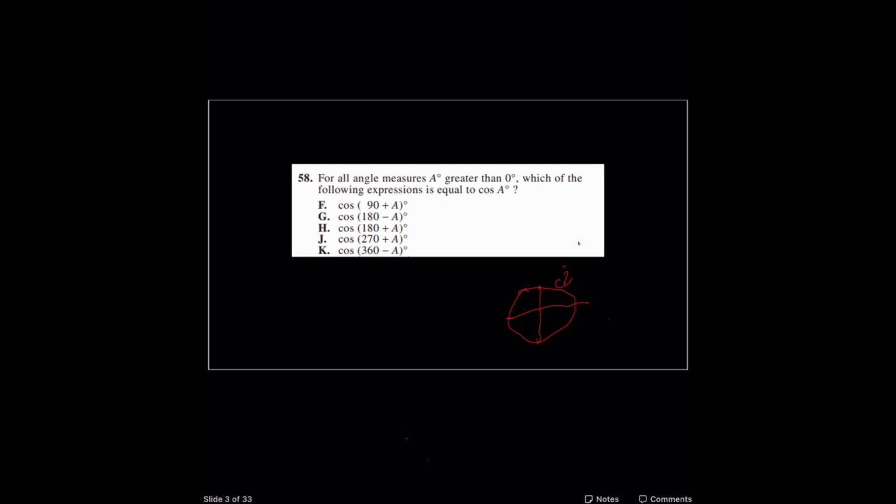You just have to know that tan, sine, and cosine are all positive here. Here, cosine is negative, tan is negative, sine is positive. Here, sine is negative, cosine is negative, tangent is positive. And then here, tangent is negative, cosine is positive, sine is still negative. Okay, so now we know that. So now it says, which of the following expressions could be equal to cosine A?